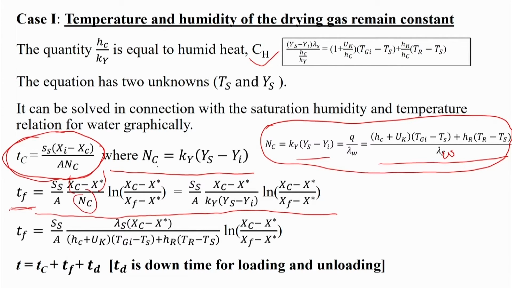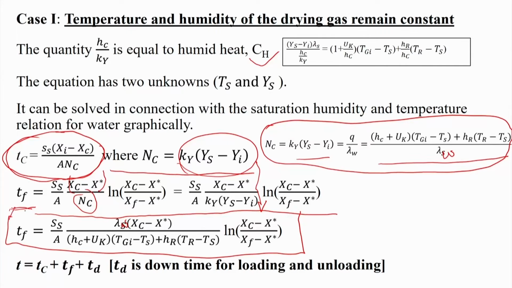whatever the N_c part is there, we will be getting from K_y into (Y_s minus Y_i), we will be putting here, and then we will be getting S_s by A into lambda_W into (x_c minus x star) by A into [H_c plus U_k into (T_gi minus T_s) plus H_r into (T_r minus T_s)] into ln of (x_c minus x star) by (x_m minus x star). So, this is for the falling rate period.